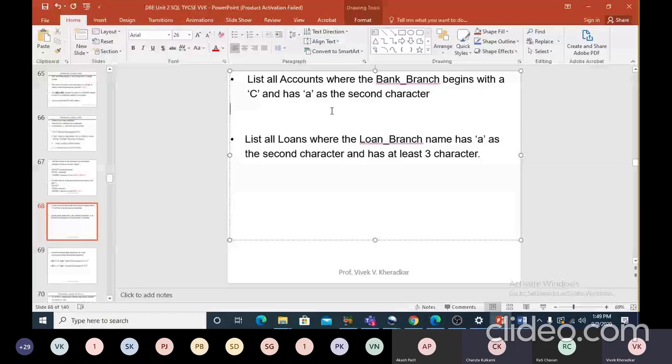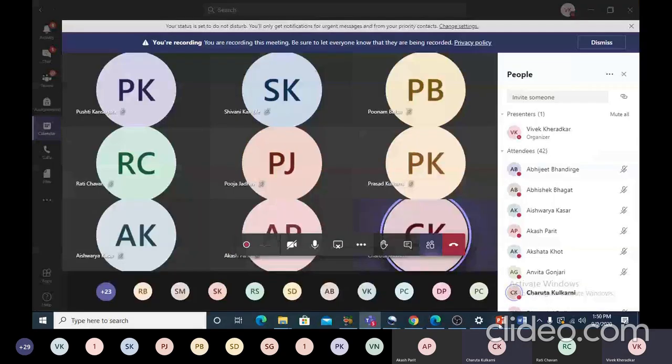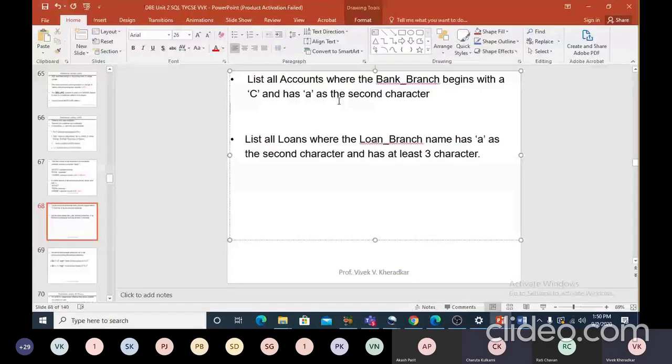Select star from account where branch name like single quote CA percent. Okay, exact: C capital, A small, and percentage. Good. Now try the next one, the last one, and tell me the answer.